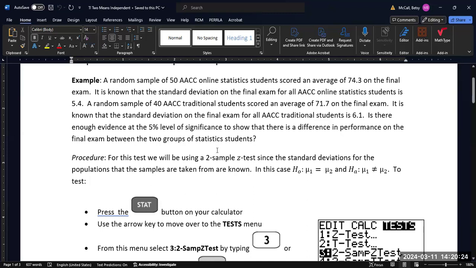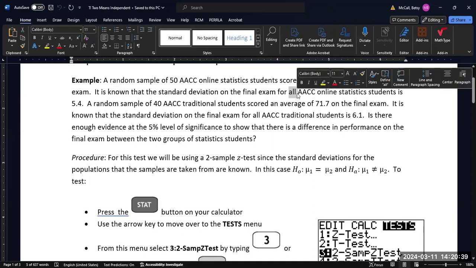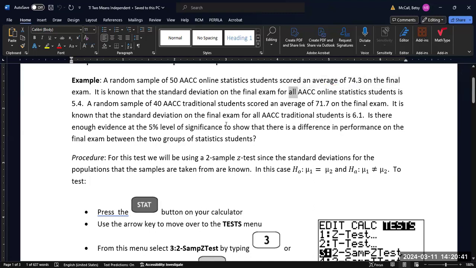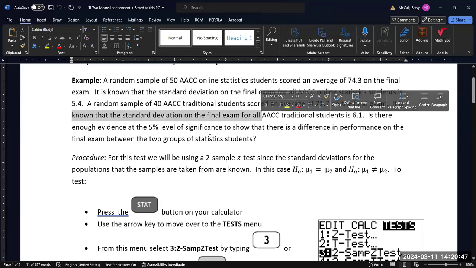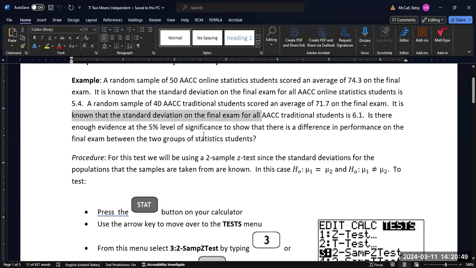Now, one thing to keep in mind for this kind of problem is that here the standard deviation is known. Notice it says the standard deviation for all online students. And furthermore, it is known that the standard deviation for all traditional students. So this is an indication that what they're trying to tell us is that we have the population standard deviation.